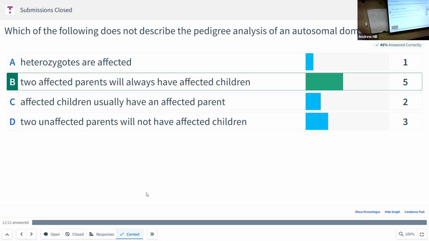Why is B correct? Two affected parents will always have affected children. That's not the case. Does anyone know why that's not the case? Yeah, so you can have two heterozygote parents, right? So let's draw that out. So big H, small h, so it's going to be crossed with big H, small h. What does that look like? Again, Punnett squares will help you figure this out, right?